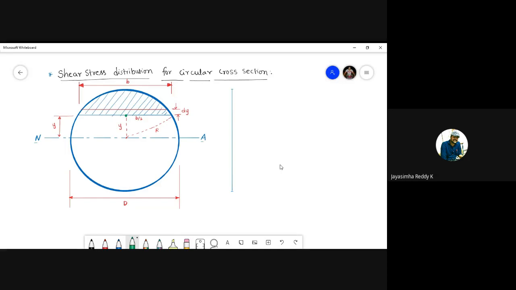For finding shear stress at this point, I have shaded the region that is above the point that I have considered. Now, at the point that I have considered, I am assuming the breadth of the section to be small b. In general, the diameter is capital D, but at this point I am assuming the width to be small b, and then this half will become b by 2, that you all know, students. So now let us go to the derivation.